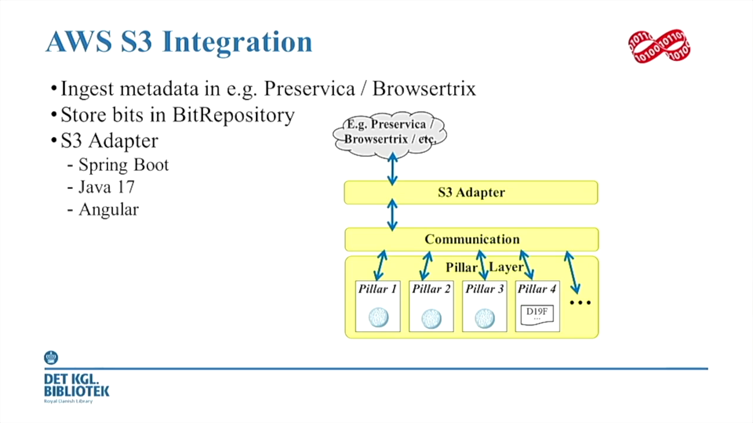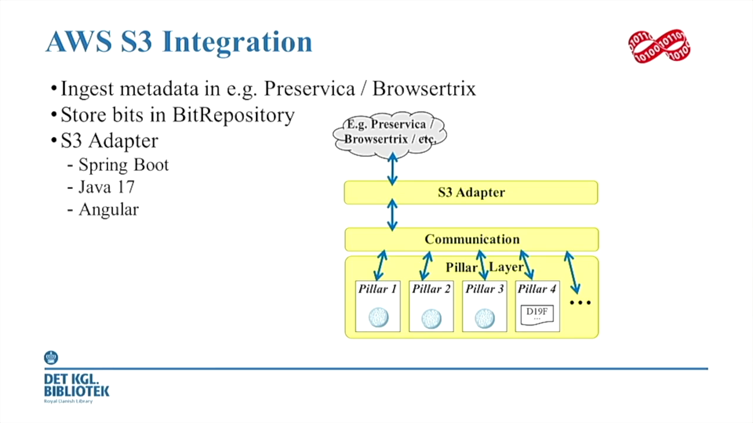As mentioned, we currently use it in collaboration with Preservica. So we have it set up as S3 compatible, I think it's called. So anytime we ingest something into Preservica, it sends out some S3 requests, and this adapter understands it and sends it further on to the bit repository. It's a fairly simple solution, a simple Spring Boot application. And you can see the other technologies we use there.